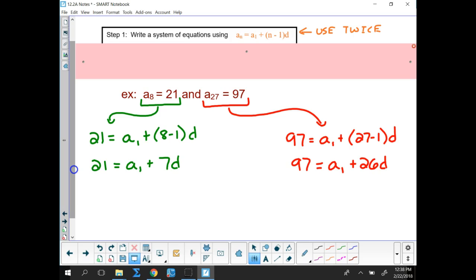Substitution, elimination, graphing, two more: Cramer's rule and matrices. Okay? So that whole last chapter, we have to do this. Okay? Your choice.